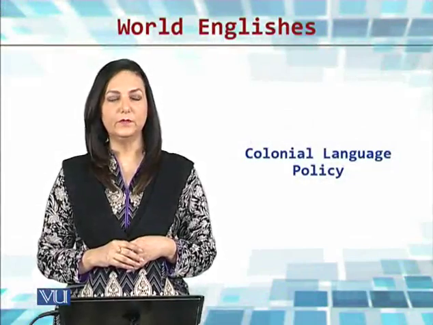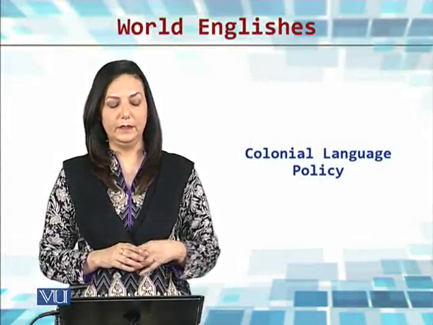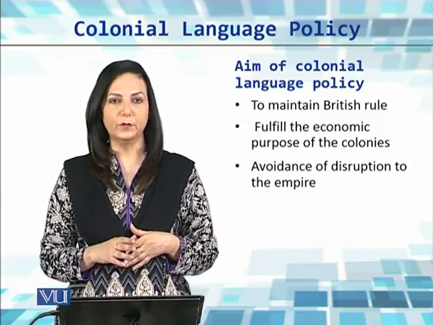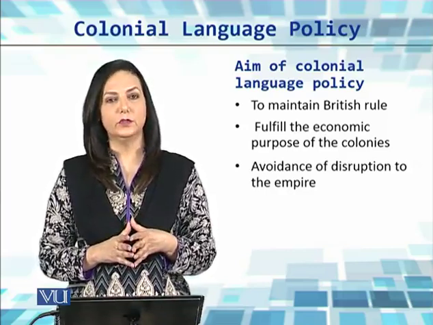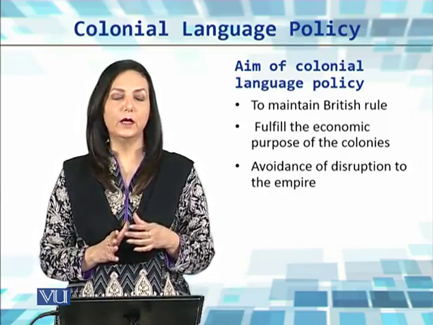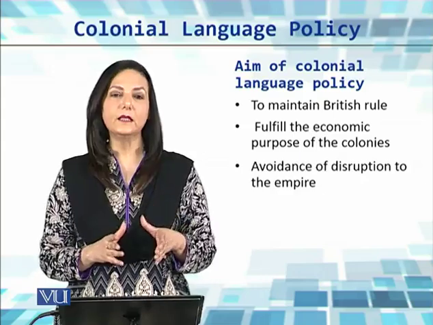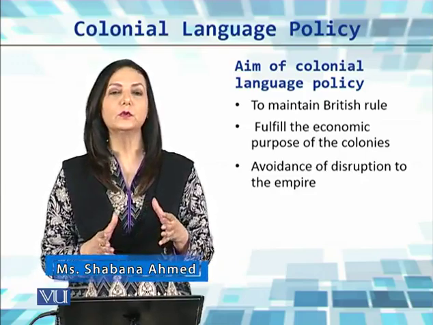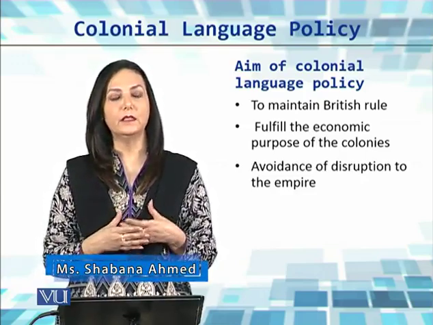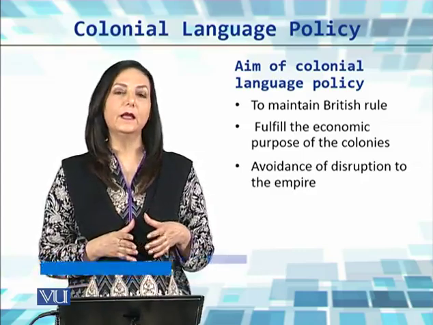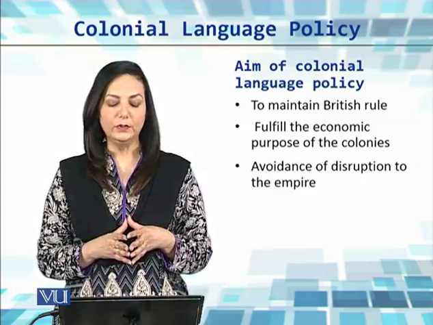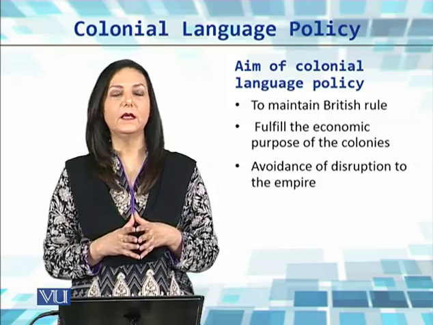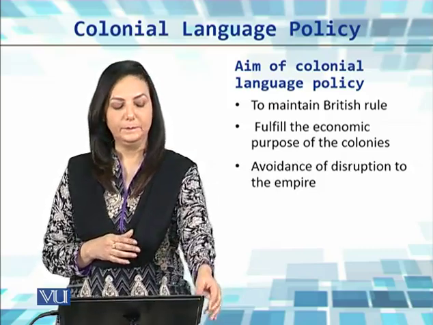Colonial language policies were formulated to serve the needs of the empire. The aims of these policies included, first and foremost, the desire to maintain British rule, that the British rule should come to no harm, come what may. Then their second aim was to strengthen the economic condition of the empire, which means to make sure that the empire kept getting wealthier and wealthier. And then also they made sure that there was no disruption to the empire, that the empire remained safe and it had no danger from anywhere.